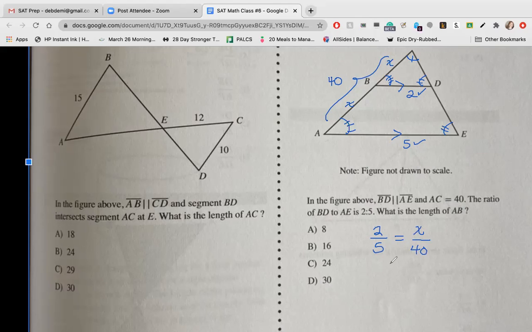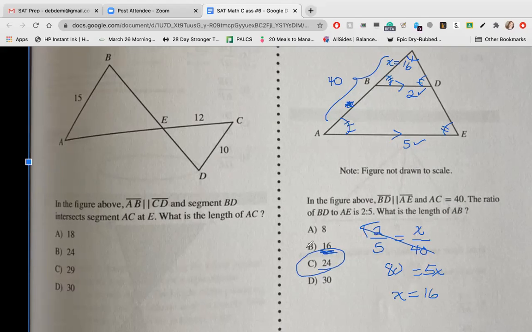You cross multiply, so I'm going to go this way. So you get 80 equals 5x. Divide both sides by 5 and you get x equals 16. Again, look over here. Do you see that? They have 16 as the answer. But that's not the answer because they want to know what this isn't the right x. We solved for this x. This equals 16. This side is going to be 40 minus 16, which is going to be 24.